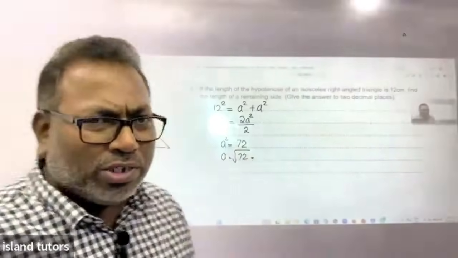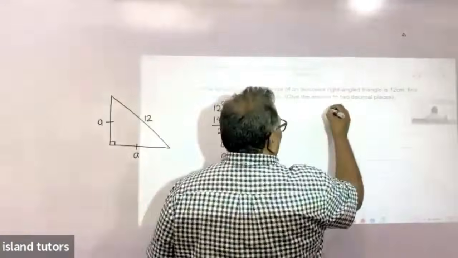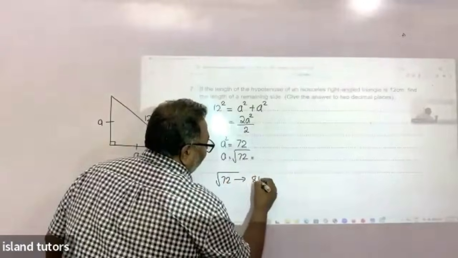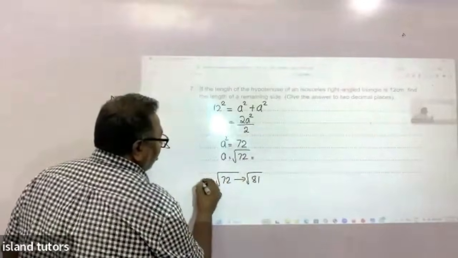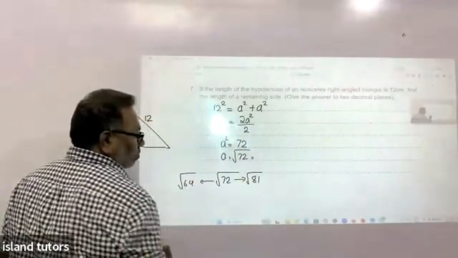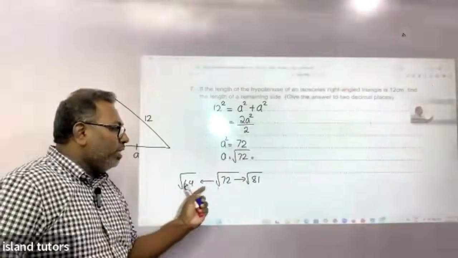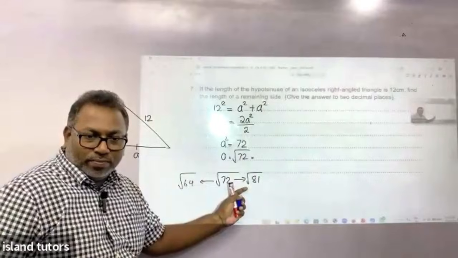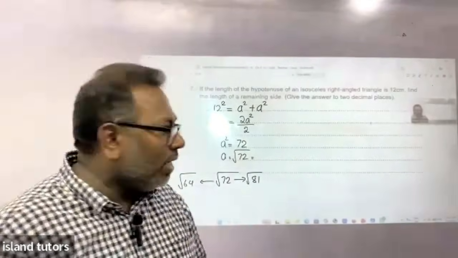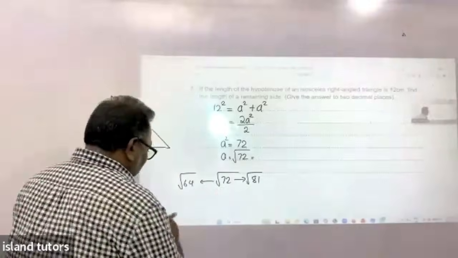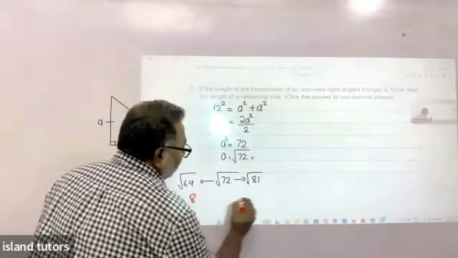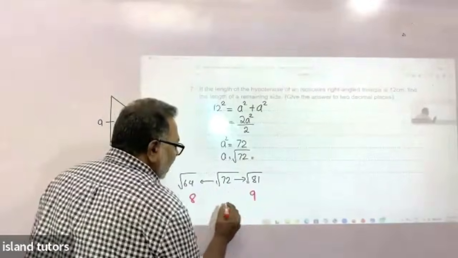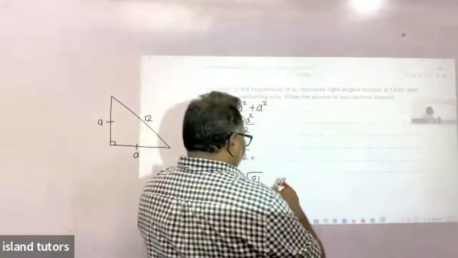Okay. So shall we do the approximation method? Square root of 72 is, this side you are having 81 and this side you are going to have 64. Difference between these two is 8. Difference between these two is also 8. So then what can we do? We'll try to find out the midpoint. So this is 8, this is 9. Gap between these two is 8. Gap between these two is also 8. So quickly I will take 8.5.